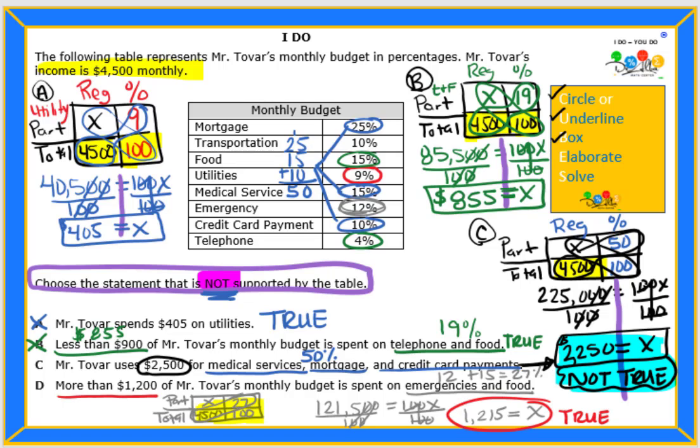But again, we were looking for something that is not true. So the only statement that was not true was C. So our correct answer is C. Mr. Tavares uses 2,500 for medical services, mortgage, and credit card payments. That's not true because we only got 2,250 would be half or 50% of the budget, not 2,500.